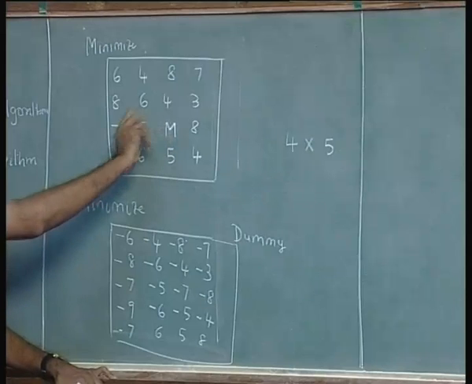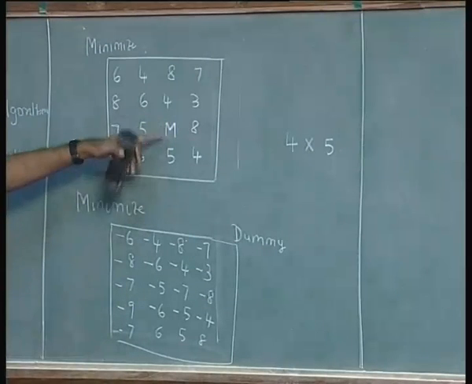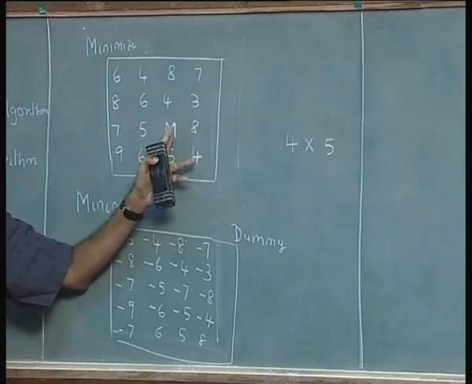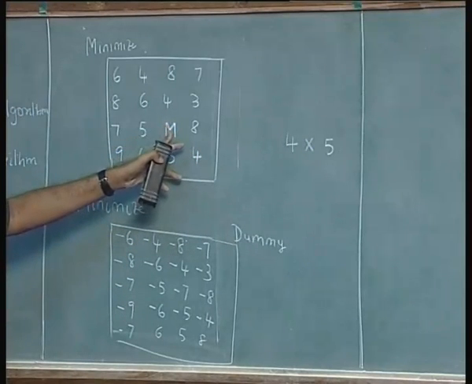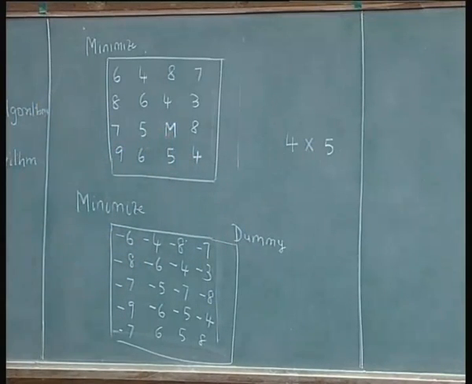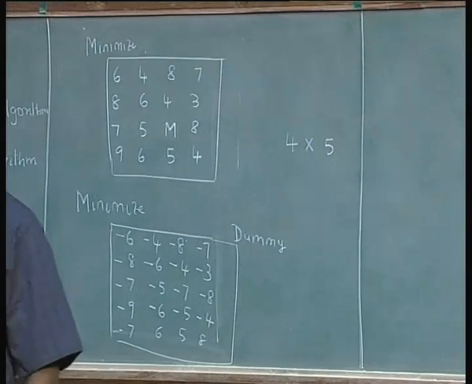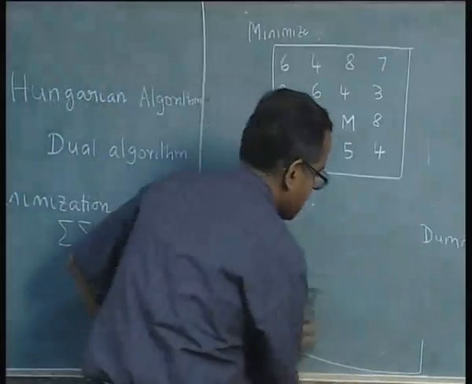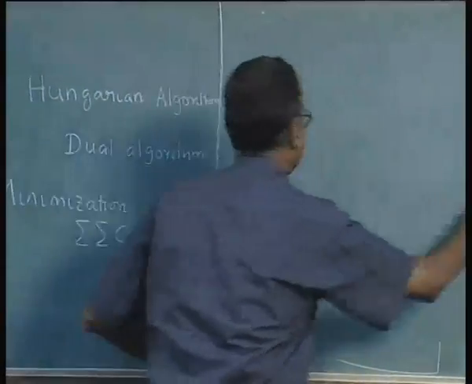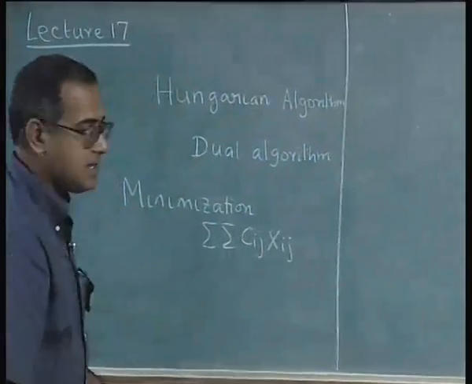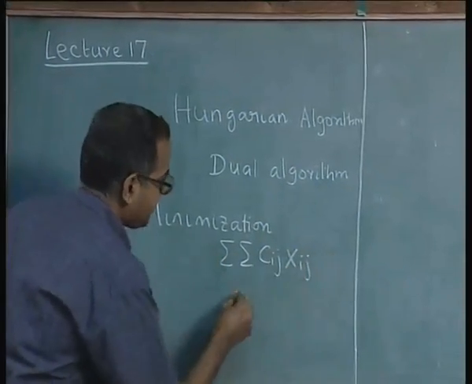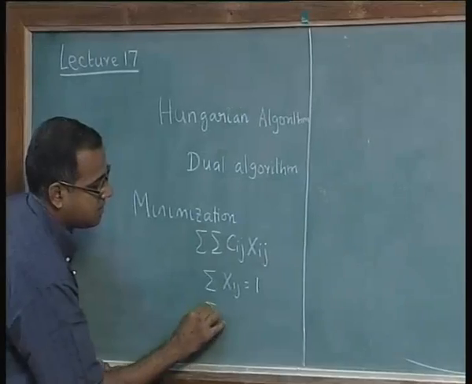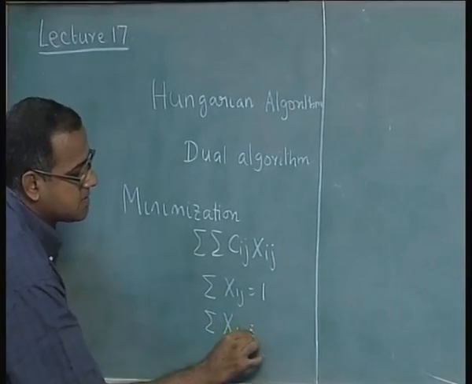This M plus constant is equal to M, this M minus any constant will be equal to M. So this will never get 0, therefore this can never be a place for allocation. So this way we handle situations where a particular job cannot be handled by a particular person. The last thing perhaps that we need to look at is this. Now when we formulated the assignment problem, this is the objective function. We have constraints sigma xij equal to 1, sigma xij equal to 1.